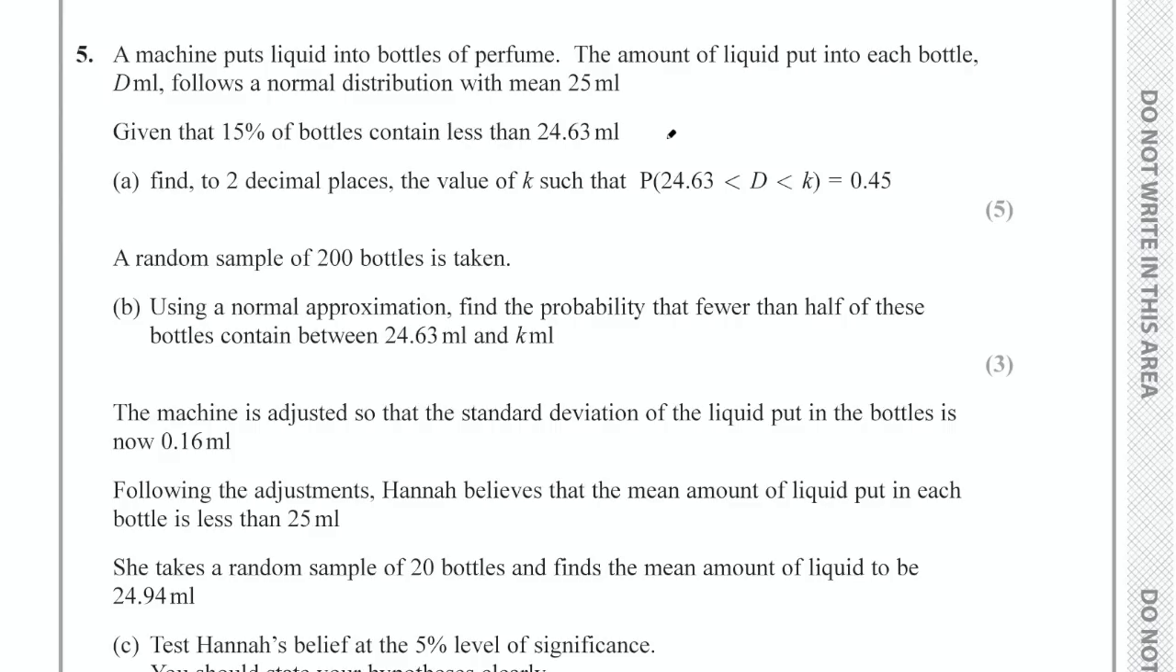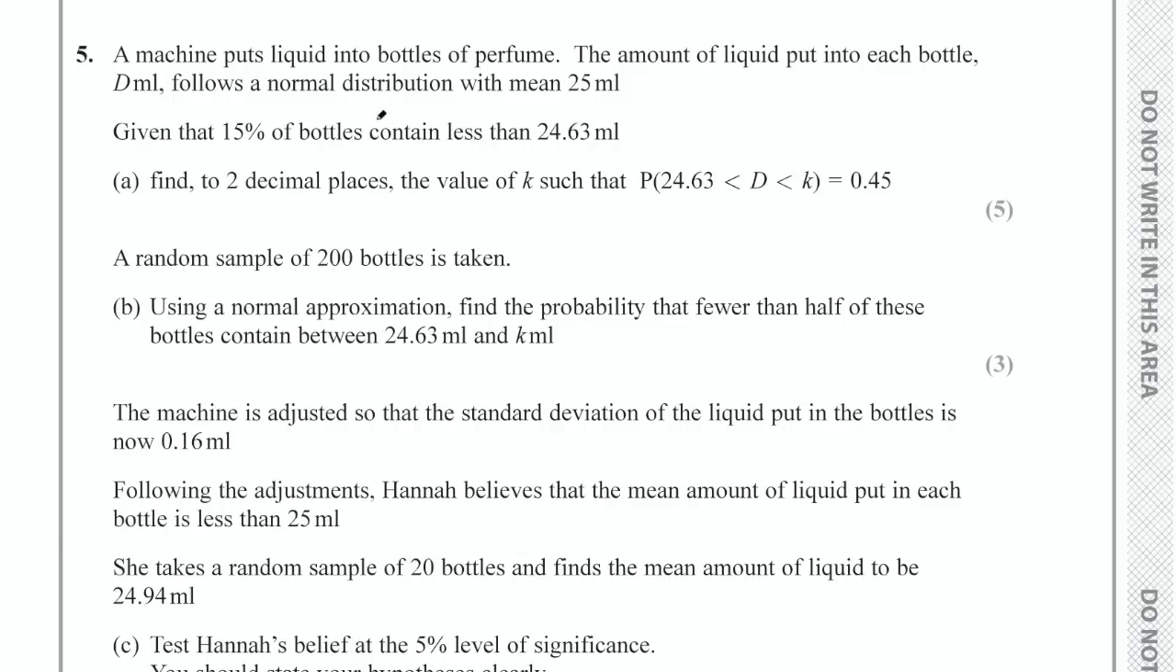Question 5 says a machine puts liquid into bottles of perfume. The amount of liquid put into each bottle, D milliliters, follows a normal distribution with mean 25 milliliters. Given that 15% of bottles contain less than 24.63 milliliters, part A says find to two decimal places the value of K such that P of D between 24.63 and K equals 0.45. Okay, so we're looking for this probability of the amount of liquid put into each bottle, and we want K such that this range here is equivalent to 0.45 for this probability.